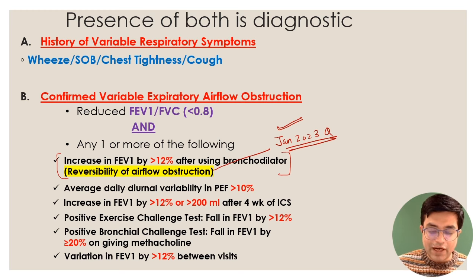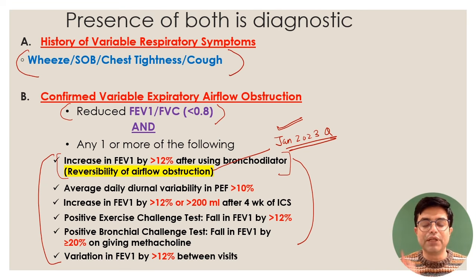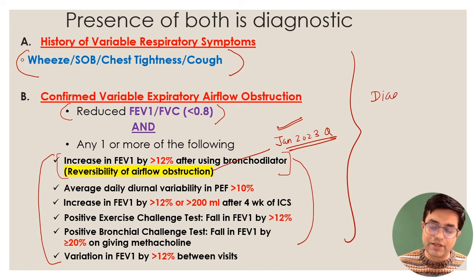So any one out of these 6, along with FEV1 by FVC less than 0.8, along with any of these symptoms which are variable, you say the patient is diagnostic. This is diagnostic of asthma. I know it is tough. At the end of the day, you will have to cram it up.